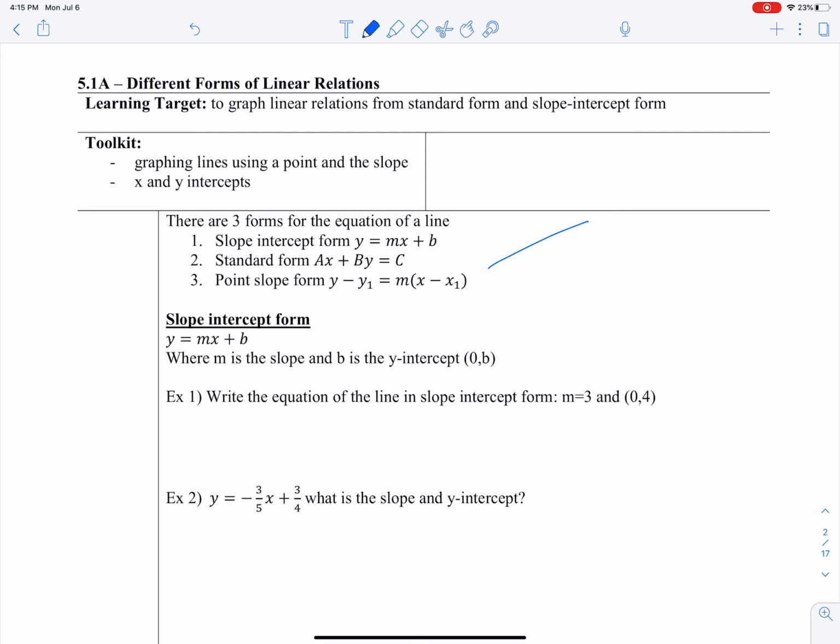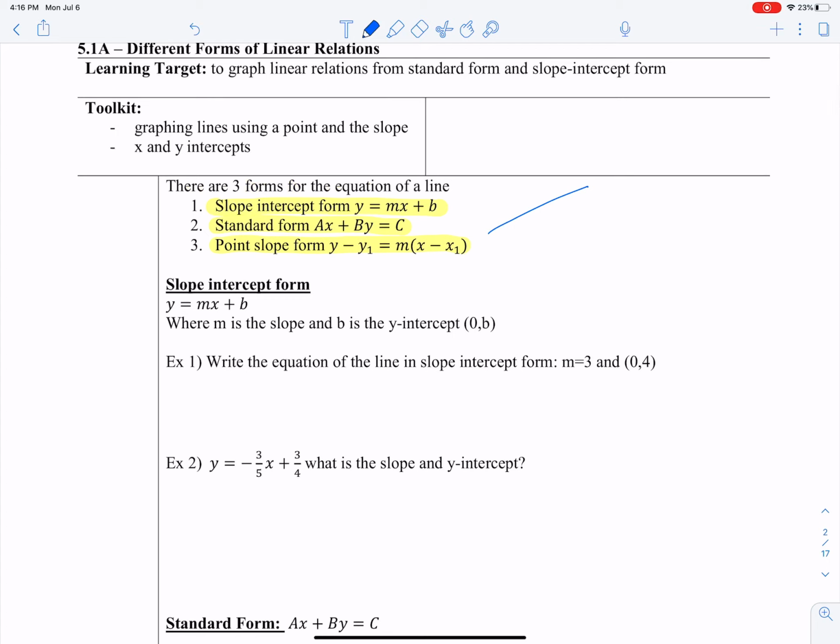There are three different forms for an equation of a line. We have slope-intercept form, which is y is equal to mx plus b. We have standard form, ax plus by is equal to c. And we have point slope form. You do not need to memorize these. We're going to be going over them in more detail, and they would be on an equation or formula sheet. The first one we're going to be looking at is slope-intercept form.